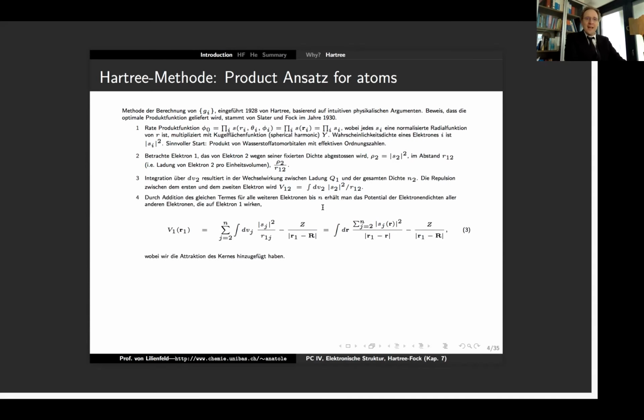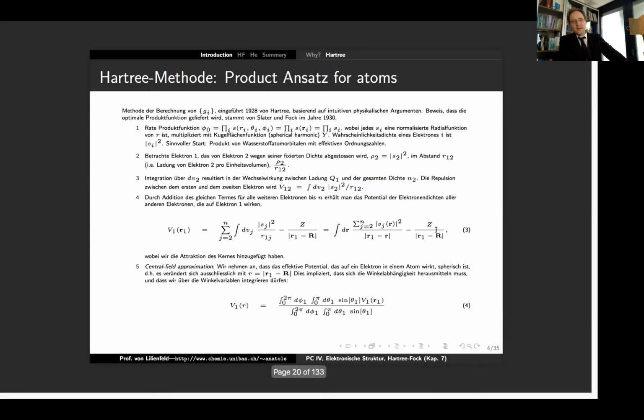So if you add this up for all electrons now, that's the sum here, then you obtain the potential of all electron densities of the other electrons that act on electron 1. So this is the potential acting on electron 1. This is the electron density from all other electrons, and this is the nuclear charge which attracts you. So you have these two terms at opposite sign.